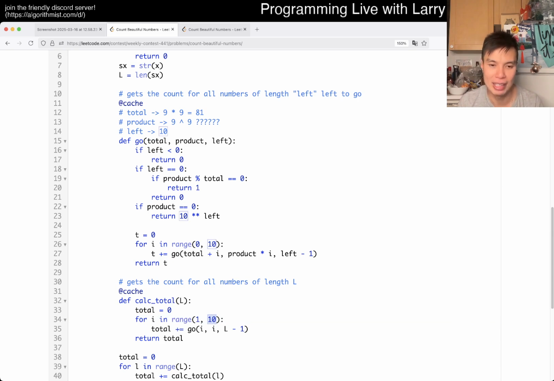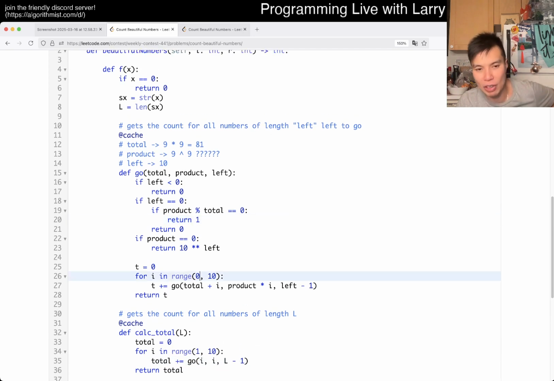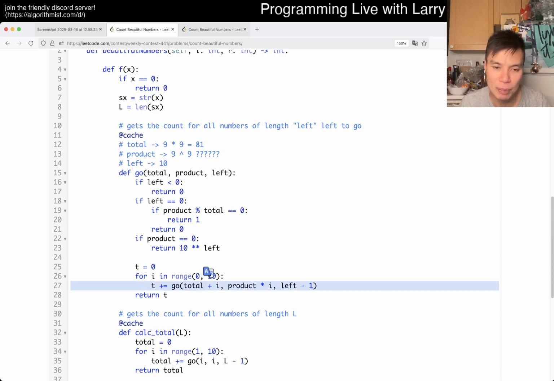And then the product and the sum are all going to start at i, and we continue with L minus 1. On the second digit on, it goes from 0 to 10. And yeah, this is just updating the states. We used one of the digits. We do total plus i, product times i, and yeah, that's it.